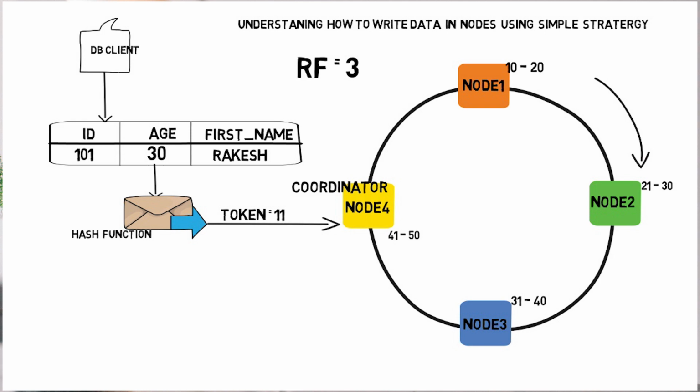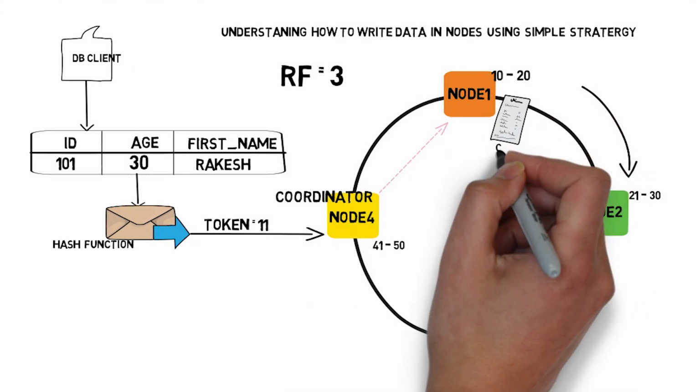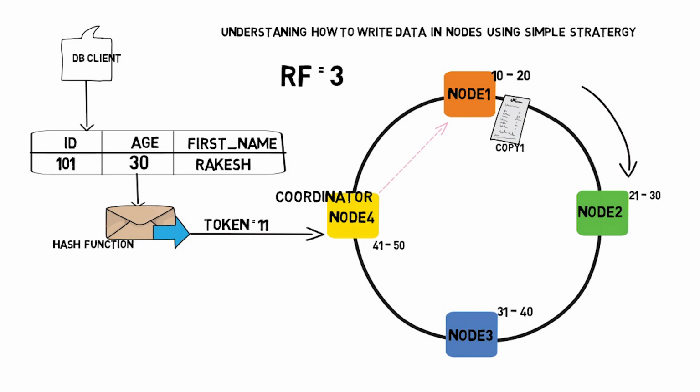Now the coordinator will look into the token and identify the range, or identify the node, which node has this range, or I can say this token lies into which node range. So in our case, let's say for example my token is generated as 11, so 11 lies into my node 1, because node 1 has the range from 10 to 20. So it will first identify the primary node, which is nothing but in our case node 1. Okay, so it will write the data into node 1.